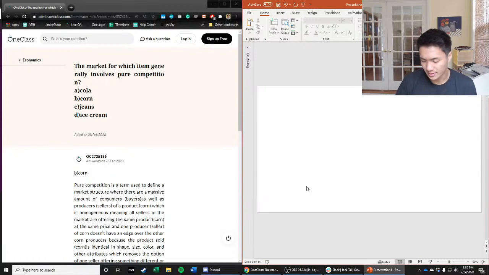So there is a situation here where you could have a degree of product differentiation, unlike with corn where it's just corn, right? So jeans is not going to be as good as corn. And then finally, ice cream.